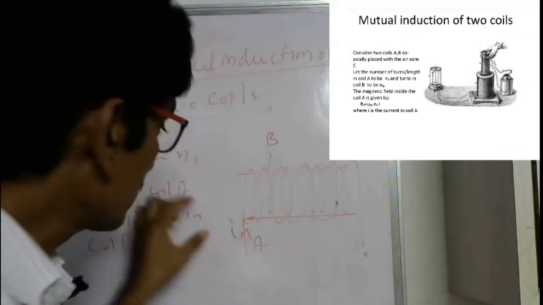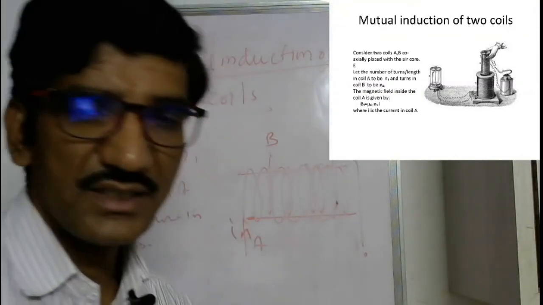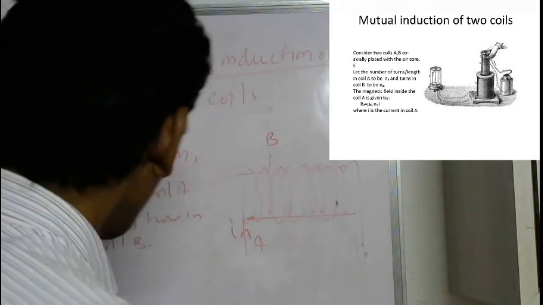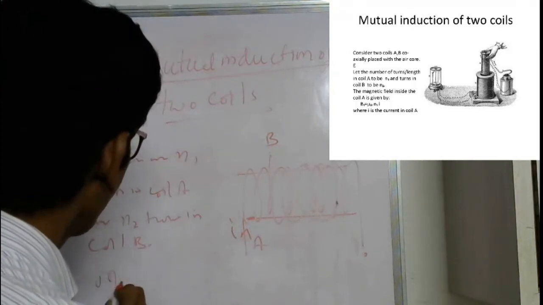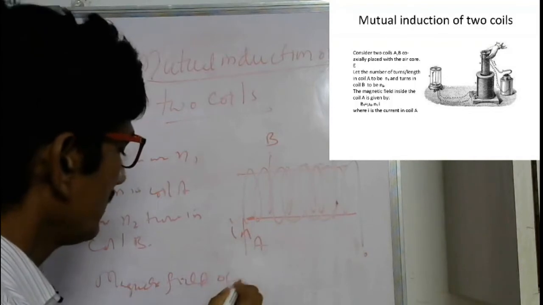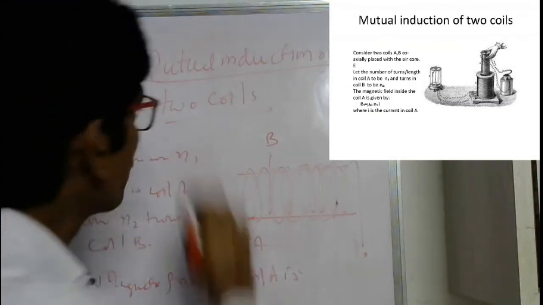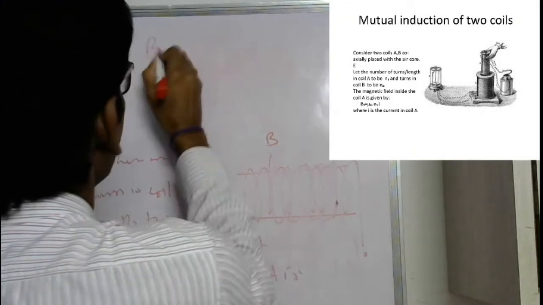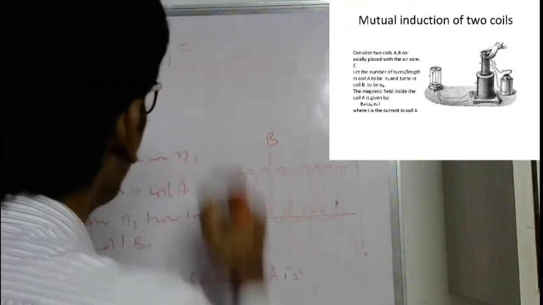Now we know that coil A is nothing but a solenoid. We know the magnetic field inside this solenoid. What is the magnetic field of coil A? I'm writing here B1, because it is the A coil or the first coil. Let us write this as B1.